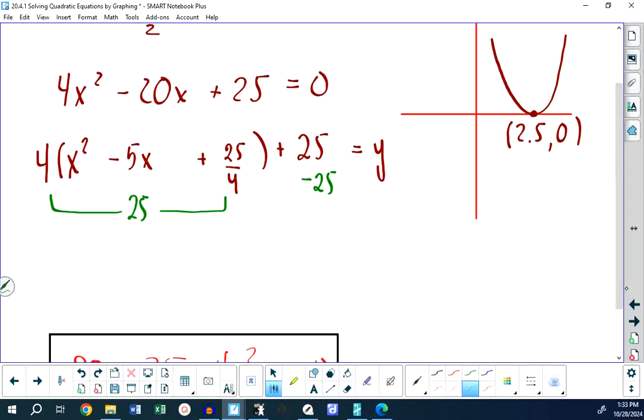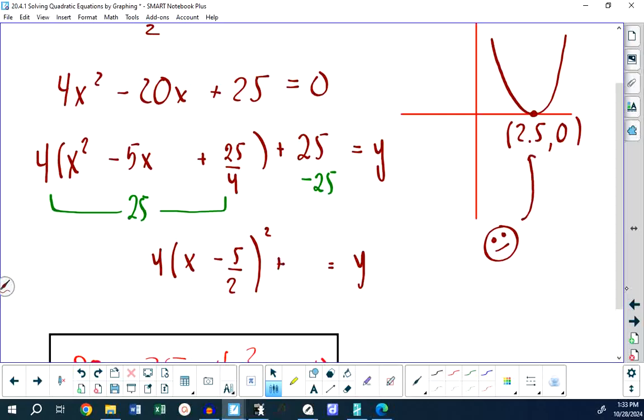What does that give me? It gives me y is equal to 4 times x minus 5 halves squared, plus nothing. Right? So the vertex is at that point. It doesn't go below.